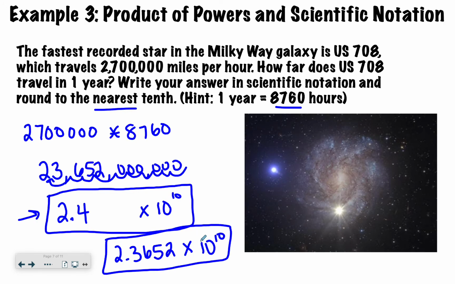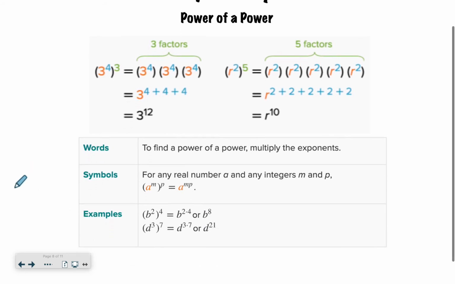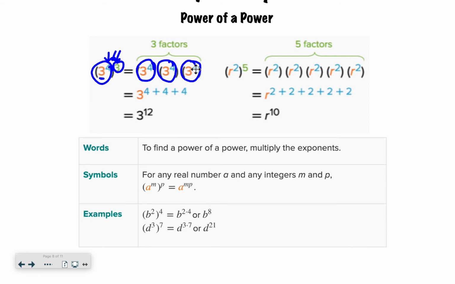You'll have a couple of those on your homework. And now let's move on to our next concept. It's something called power of a power. Okay, so now you'll see that my base, that 3, the big number, only appears once. And then I have an exponent, a parentheses, and then another exponent. Anytime you have a situation like that, it's telling you that I have 3 of these. So I have a 3 to the 4th, a 3 to the 4th, and a 3 to the 4th.